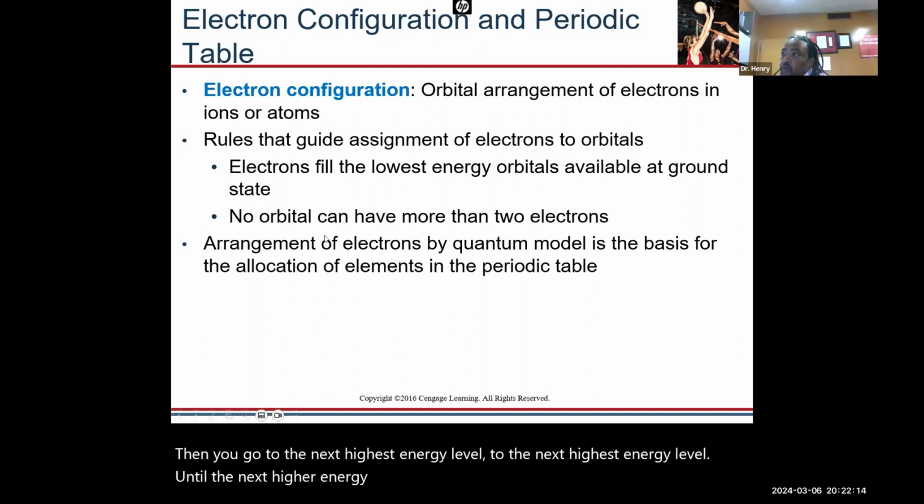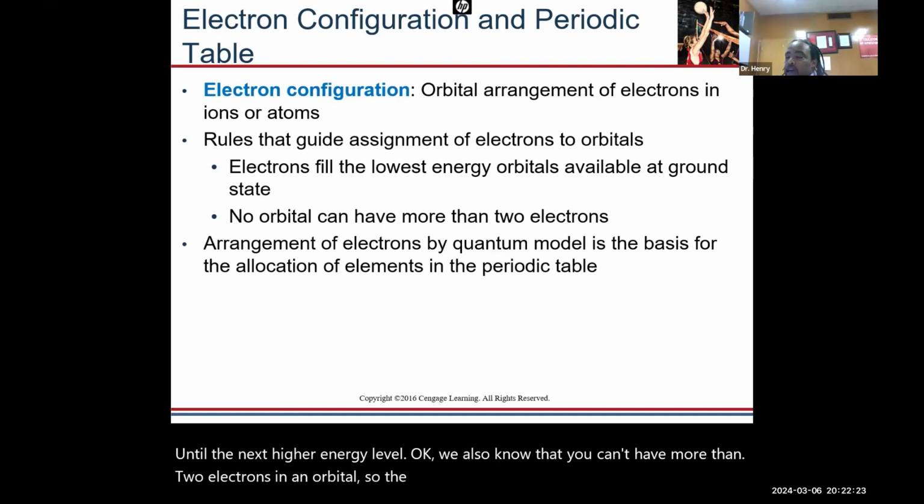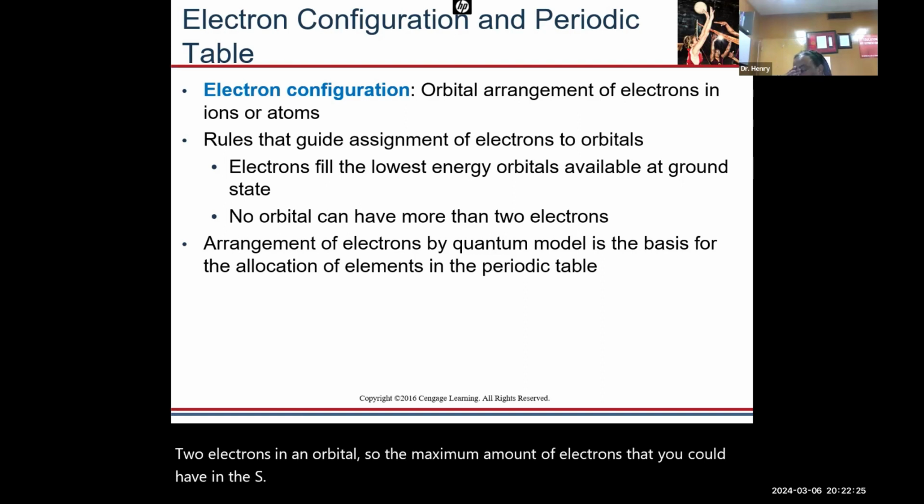We also know that you can't have more than 2 electrons in an orbital. So the maximum amount of electrons that you could have in the s subshell would be how many?